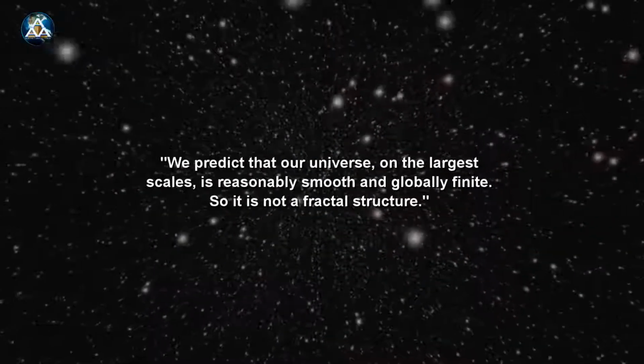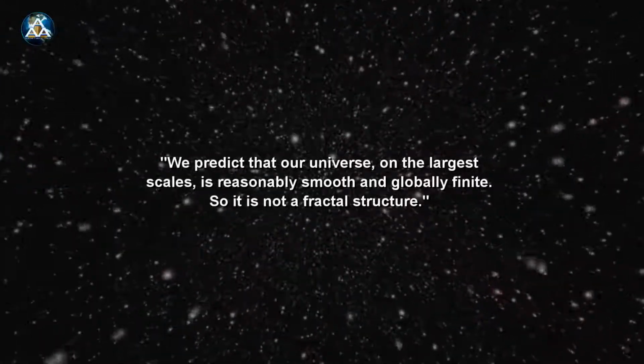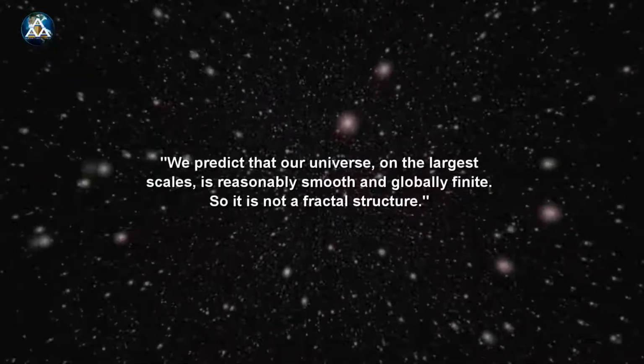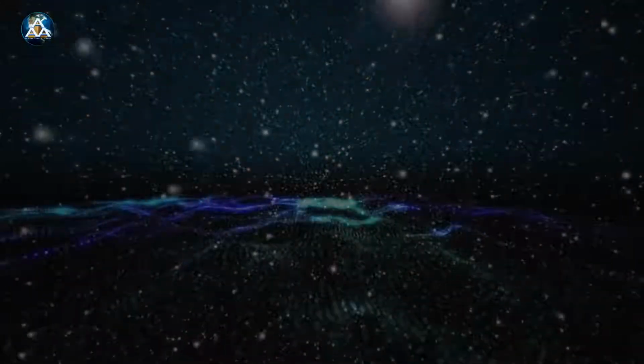"We predict that our universe on the largest scales is reasonably smooth and globally finite. So it is not a fractal structure," Hawking said. It's a result that doesn't disprove multiverses but reduces them to a much smaller range, which means that multiverse theory may be easier to test in the future if the work can be replicated and confirmed by other physicists.